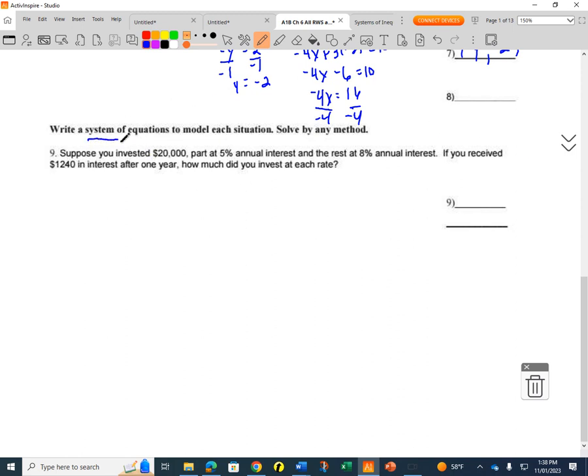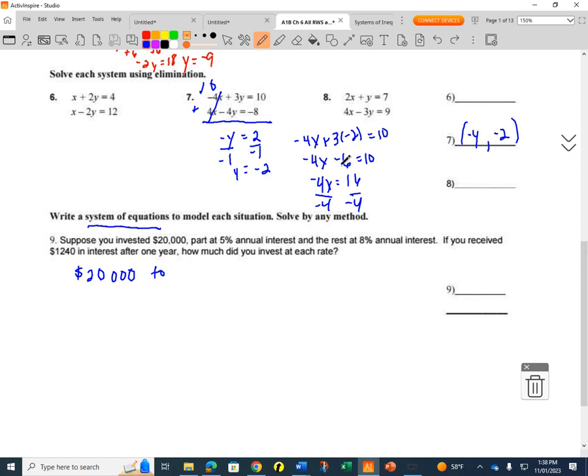Write a system of equations. That means we need 2 equations. It says, suppose you invested $20,000. So $20,000, you're writing what I'm writing. That is the total investment. Yes, Taj? I did simplify it. I didn't write it. My bad. I simplified it, but I just put it in no order here or there. But yes, you did. All right. So $20,000 is the total investment in this word problem. That means the total amount of money that they put in this fund, right?